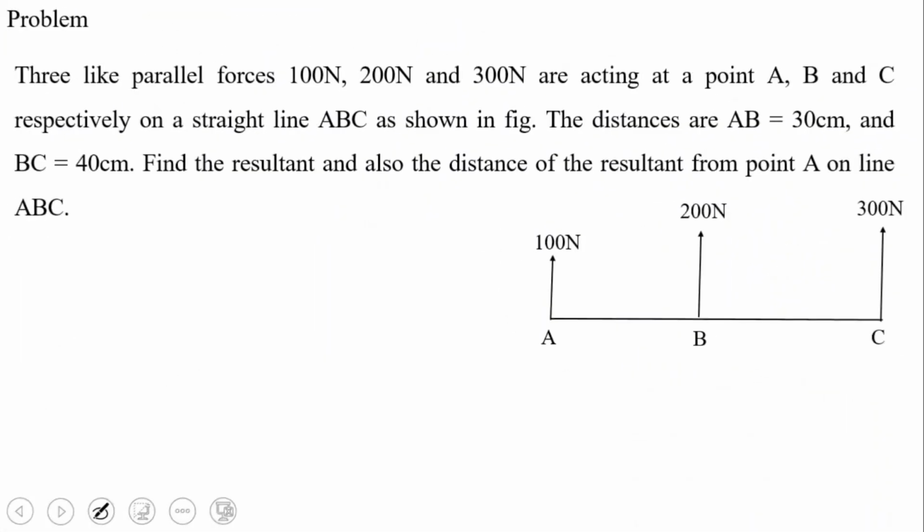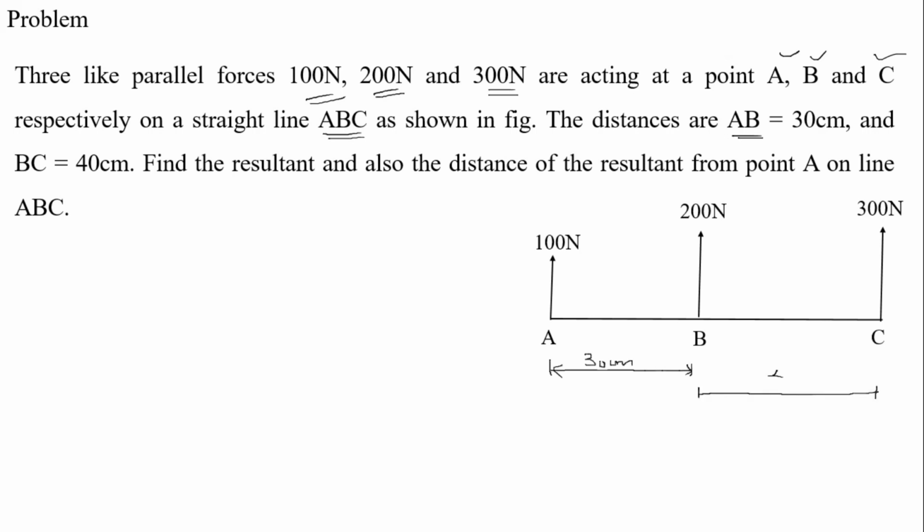Then the next problem, it is also similar to that. Three like parallel forces, 100 Newton, 200 Newton and 300 Newton, are acting at points A, B, C respectively on a straight line ABC as shown in the figure. The distance AB is equal to 30 centimeter and BC is equal to 40 centimeter. Find the resultant and also the distance of the resultant from A on the line ABC. This problem is similar to the previous one.